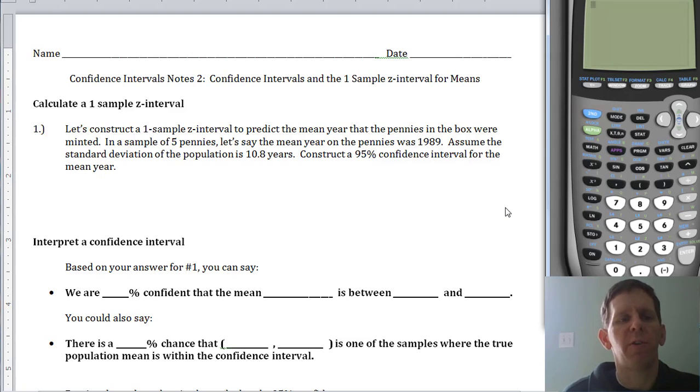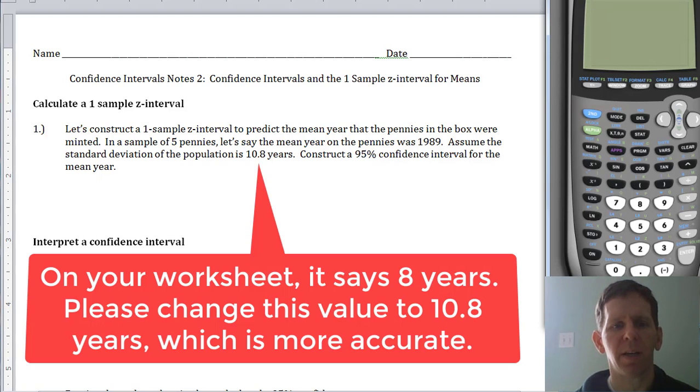So first of all, a little review from what we did yesterday. Let's look at problem 1 here. It says, let's construct a one sample z-interval to predict the mean year that the pennies in the box were minted. We're going to say in a sample of 5 pennies, let's say the mean year on the pennies was 1989. Assume the standard deviation of the population is 10.8 years. Let's construct a 95% confidence interval for the mean year.